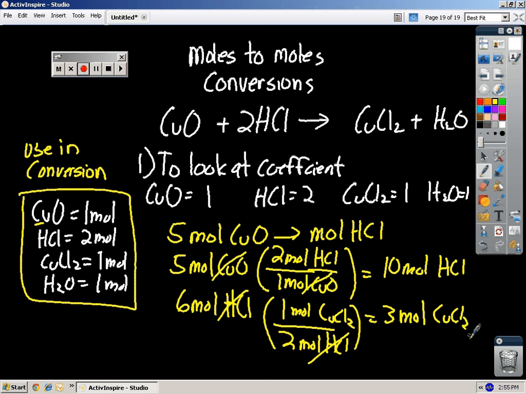Let's try one last problem and then we'll call it quits for the day. Let's take 5 moles of CuO. How many moles of water would you get? That's a tough one, isn't it? Be 5, yeah. Really easy, because you just have 1 mole CuO, 1 mole water, H2O.